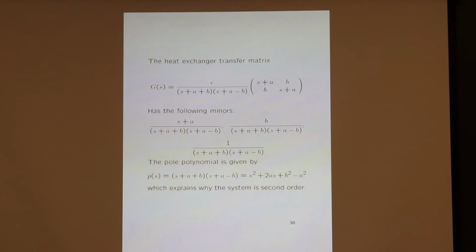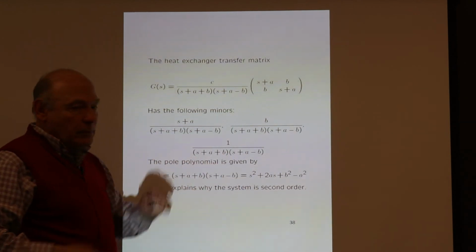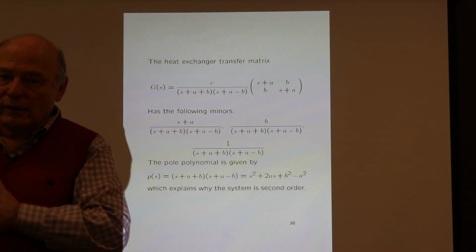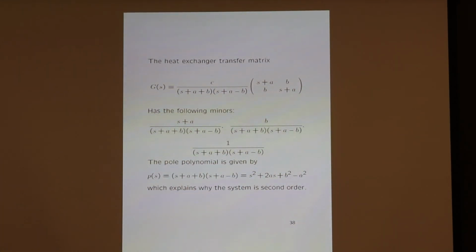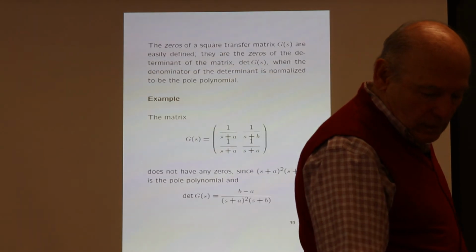It doesn't work. So you have to compute the minors and obtain the least common multiple of all the denominators in the minors. And that will give you the pole polynomial. The number of roots of the pole polynomial will be the order of the system. So very different to single input, single output systems.